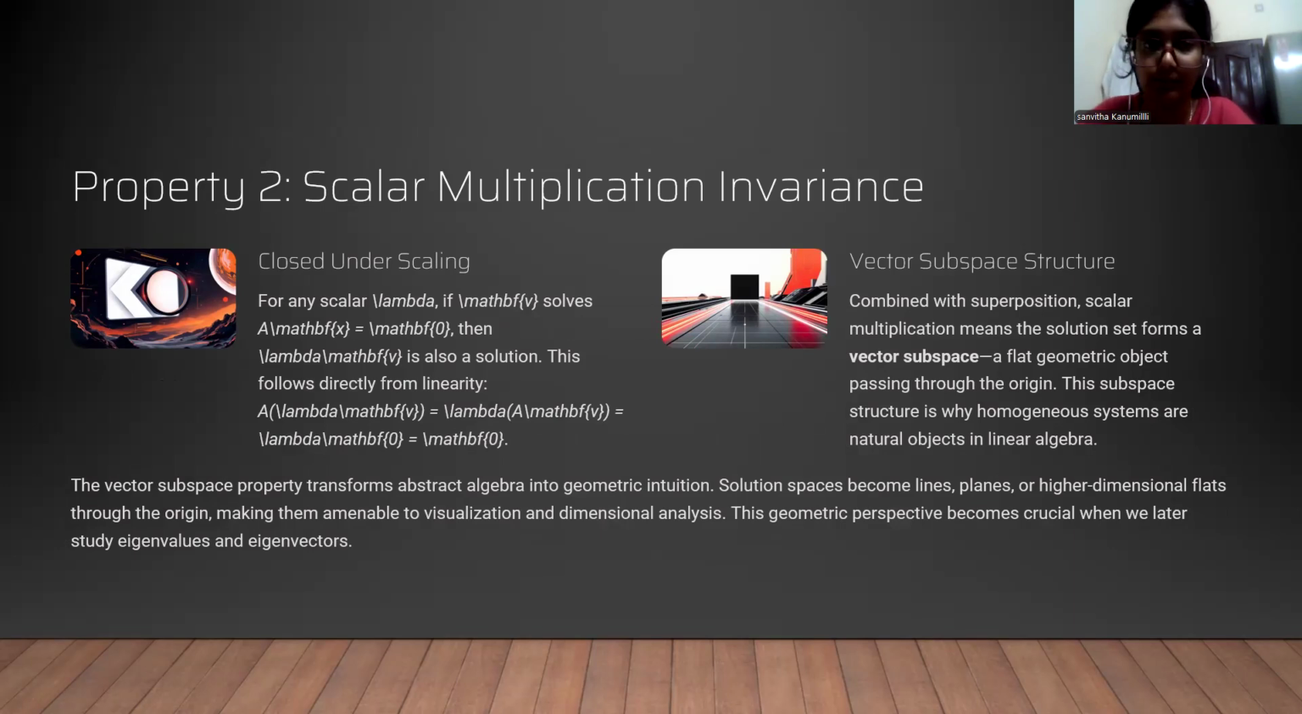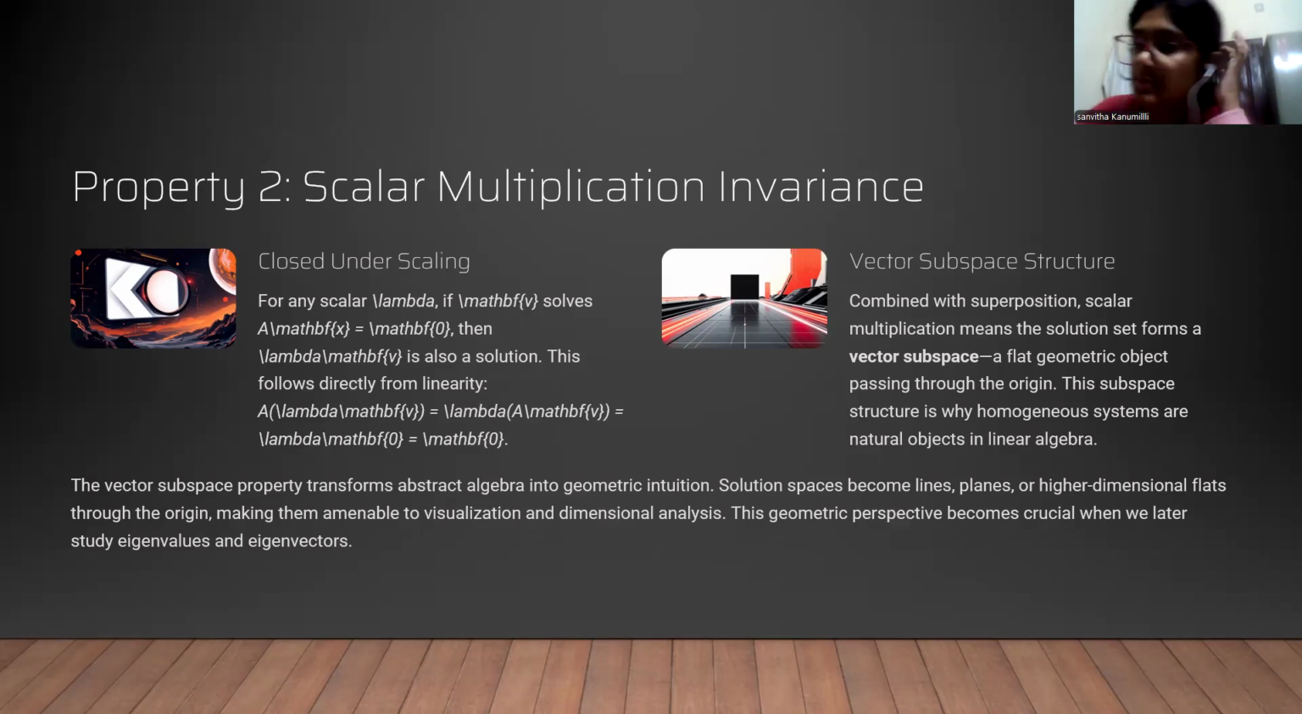Closed under scale. For any scalar lambda, if an equation solves Ax = b, then lambda b is also a solution. This follows directly from linearity: A(lambda x) = lambda (Ax), so A(lambda x) = lambda b.